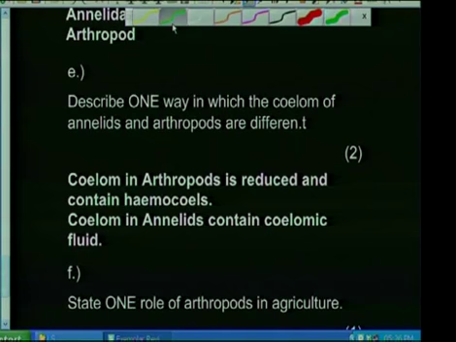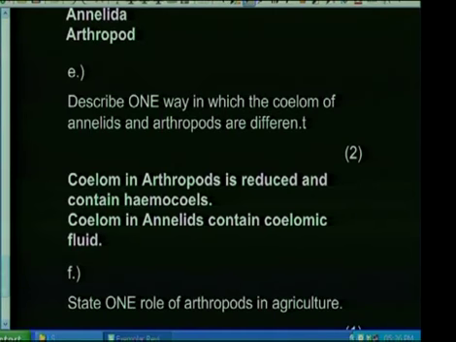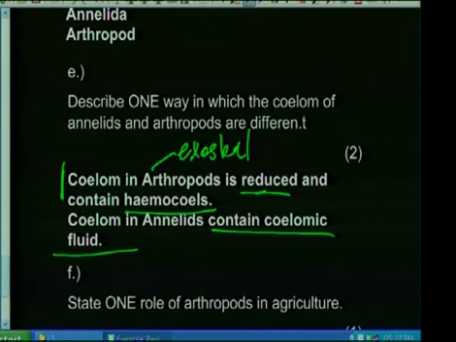In this case, we simply say that the coelom in arthropods is reduced, first of all. It's smaller and contains hemocoels. Coelom in annelids contains coelomic fluid. And in that case, the coelomic fluid acts as a hydrostatic skeleton. Remember, in the arthropods, they have an exoskeleton. Not part of the answer, but part of my discussion earlier about a hydrostatic skeleton, and now we're talking exoskeleton. Exoskeleton, by the way, a skeleton that's outside the body.